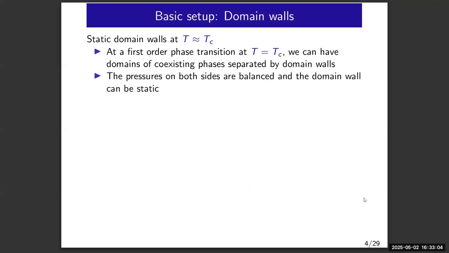A very basic thing to discuss in the context of first order phase transitions is domain walls. There is some critical temperature of the phase transition, and you can start by looking at static domain walls at the critical temperature. So at T equals Tc, the pressures on both sides of the domain wall can be balanced, and the domain wall is static.